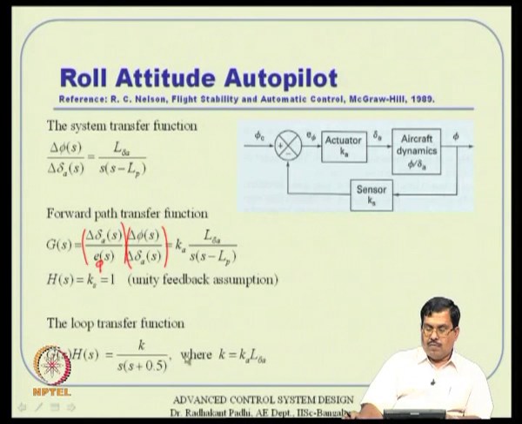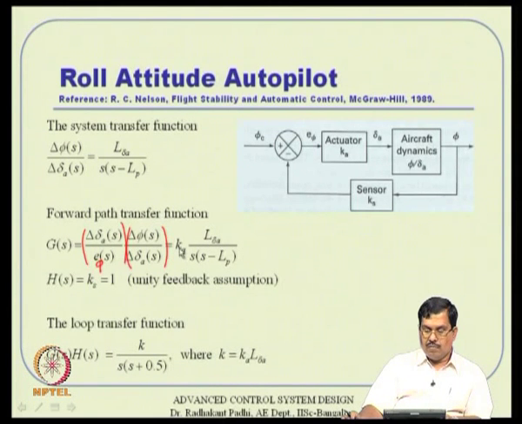Now, the open loop transfer function: G of s is known to us, H of s is known to us. So G s times H s is nothing but that. H s being 1, it is simply G of s. Okay. Now, these two gains I can multiply together and I can define something called K.